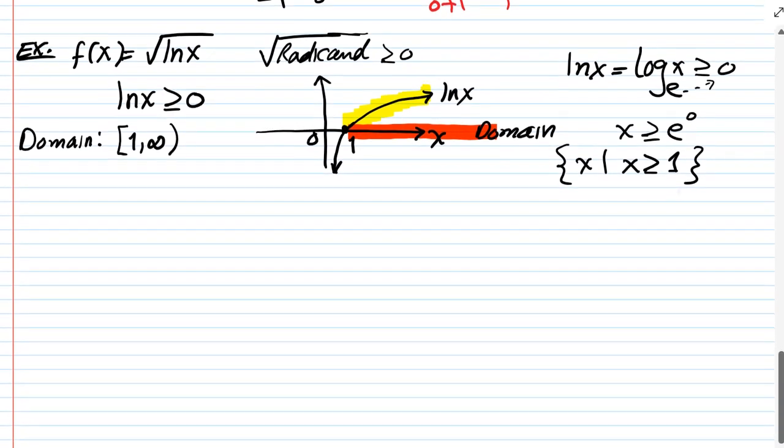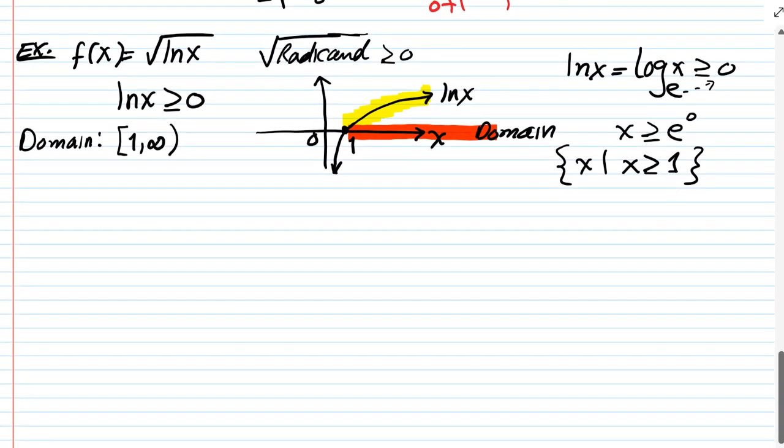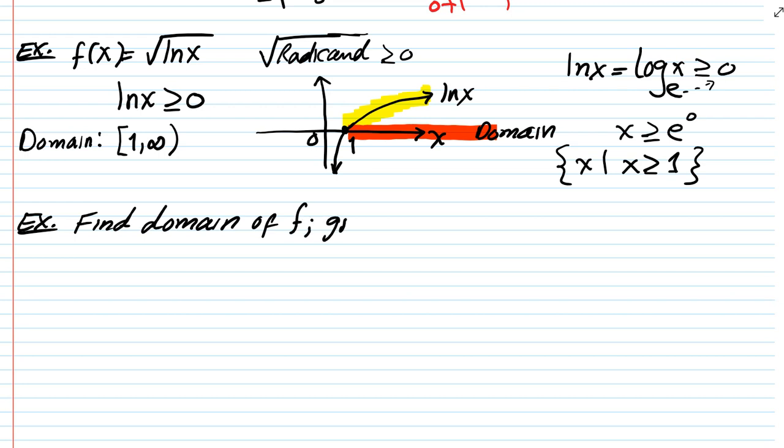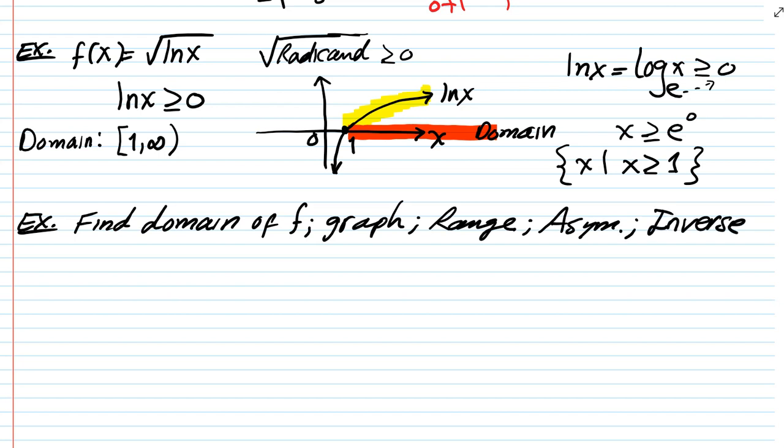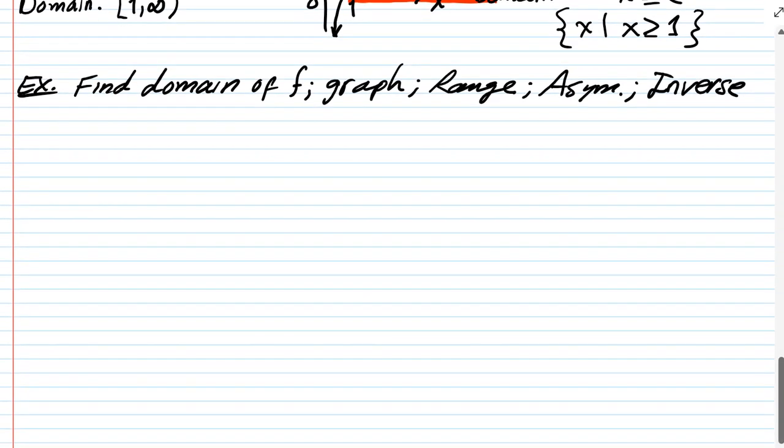All right. Now let's see. Let's do one where we have to find the domain and graph the function, get the range, and I'll do a whole gamut on this one. We're gonna run the whole nine yards on this one. So we want to find the domain of f. We want to graph it, and from the graph, we can get the range and any asymptotes, and let's do the inverse while we are at it also, and all that information about the inverse.